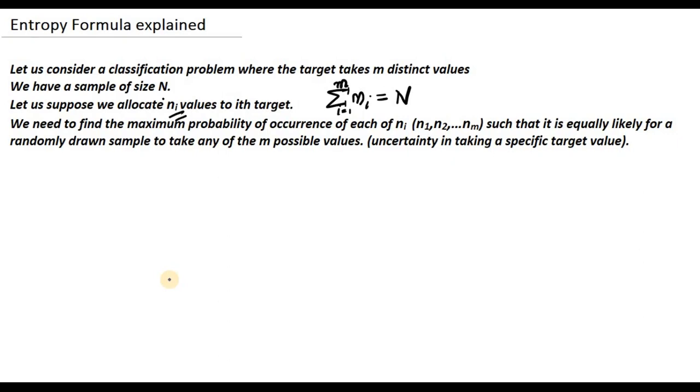Now, all these ni's are unknown, and we need to find the maximum probability of occurrence of each of the ni such that it's equally likely for a random sample to take any of the m possible values. This will mean that a randomly drawn observation from the data shows uncertainty in taking a specific target value. It can take any one of the m values possible.